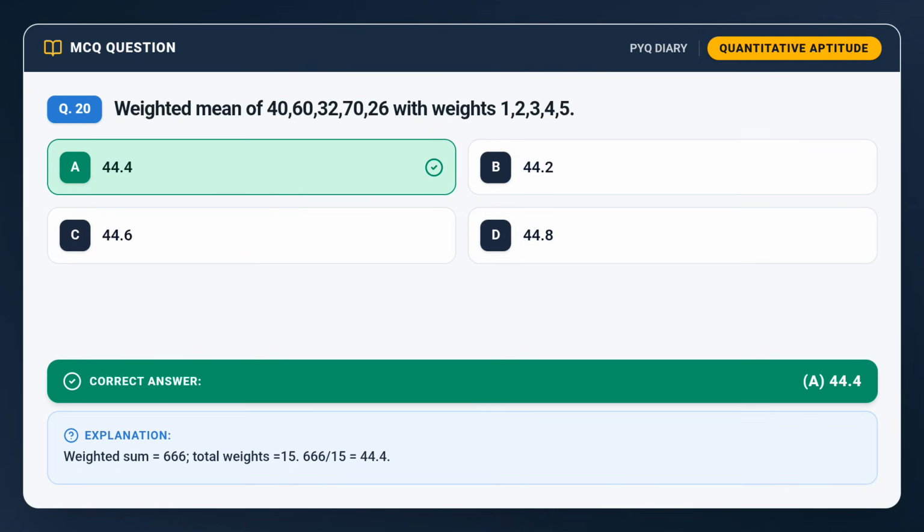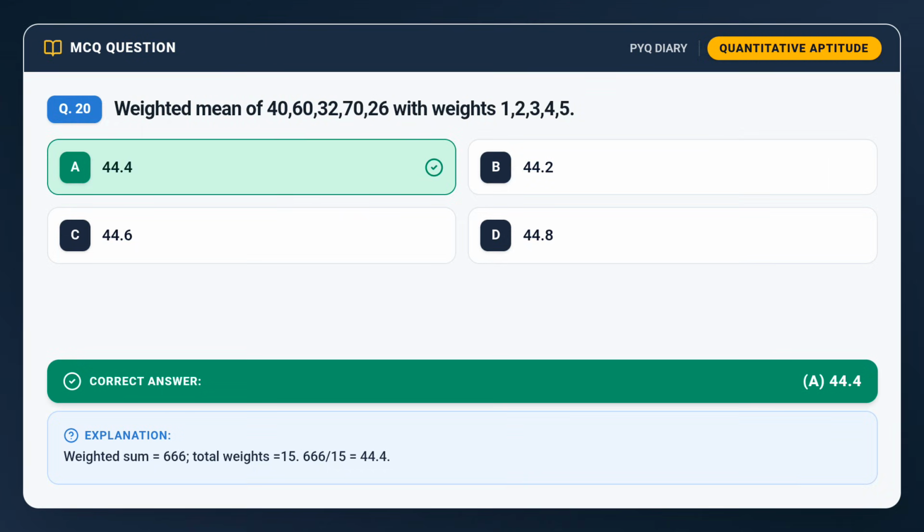Question number 20. Find the weighted mean of 40, 60, 32, 70, 26, with weights 1, 2, 3, 4, 5. Your options are A. 44.4, B. 44.2, C. 44.6, and D. 44.8. The correct answer is A.